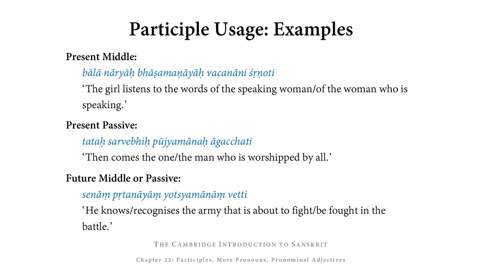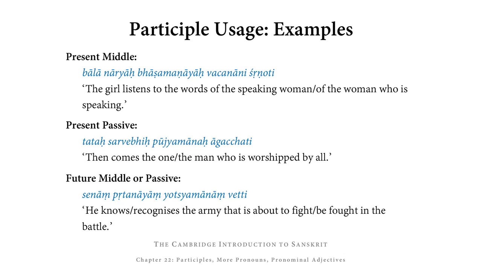Then a participle that could be either future middle or future passive. Sena pertanayang yotsyamanan veti. Veti means he knows whom. Senam, the army. And this is the army that is yotsymanam, that is about to fight. Pertanayang, in battle. This could, however, also be he knows or he recognizes the army that is about to be fought in battle.